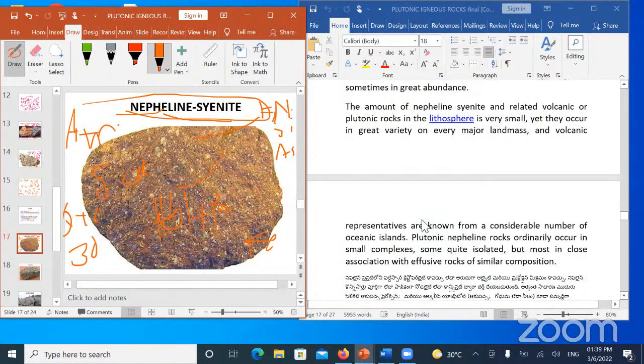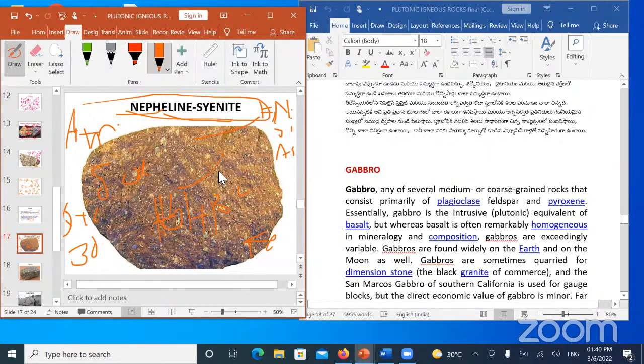So the amount of nepheline syenite and its related volcanic or plutonic rocks in the lithosphere is very small. They occur in great variety on every major landmass, and volcanic representatives are known from a considerable number of oceanic islands, right? Plutonic nepheline rocks ordinarily occur in small complexes, some quite isolated, but most in close association with effusive rocks of similar composition. So this is the nepheline syenite.